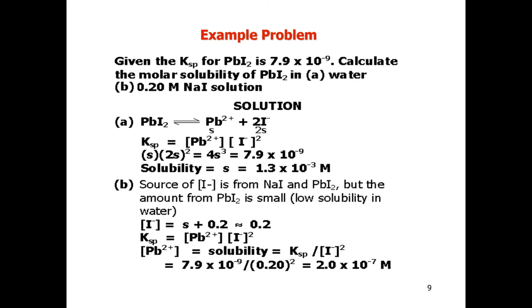And now we find that S equals 2.0 × 10^-7 molar, which is a smaller number. At lower S, it means that it will form more precipitate. Okay, so this is an example of what we mean by the common ion effect, when the supply of one ion comes not only from the original precipitate, but from the environment in which the reaction occurs.